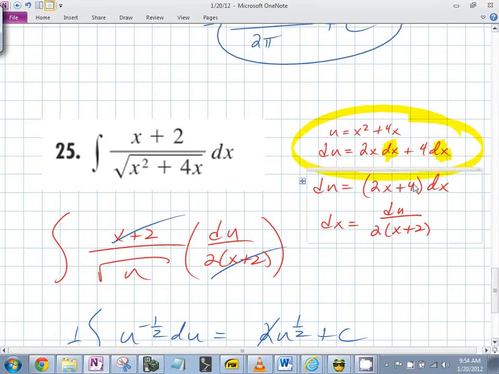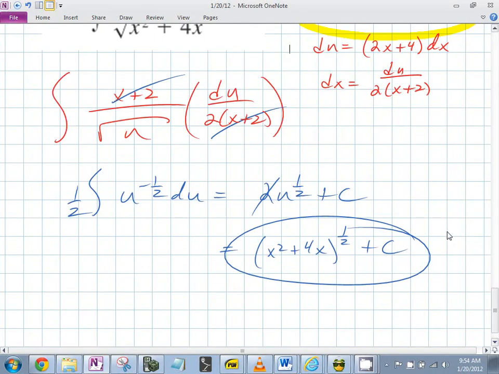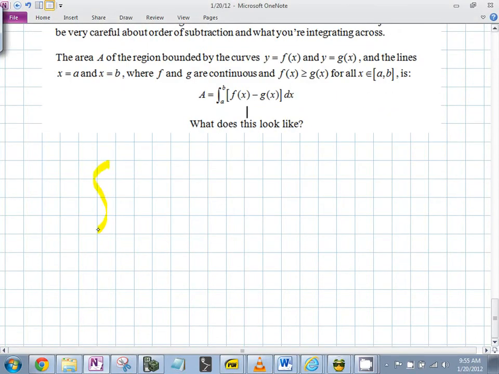The answer was x squared plus 4x to the 1/2. Let's see, yes. Plus c, thank you. If you've ever done an integral, you've done the integral of 1 to 2 of x squared dx. What is that actually? That's the integral from 1 to 2 of x squared minus 0 dx. 1 to 2, exactly. So there's that invisible 0 that's been there every time, right?